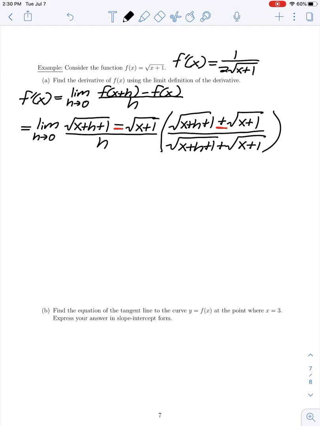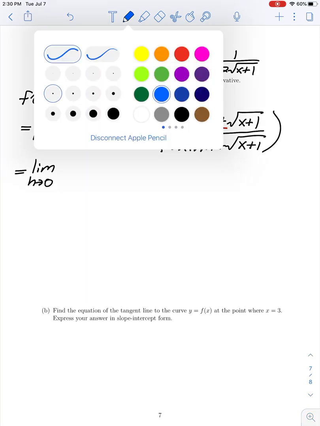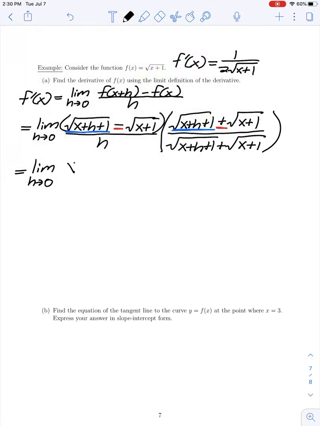All right. So let's see what this buys us. We have the limit as h approaches 0 of... When we expand our numerator, let's see what we're left with. We have the square root of x plus h plus 1 times the square root of x plus h plus 1. So multiplying that square root by itself, we are left with x plus h plus 1.